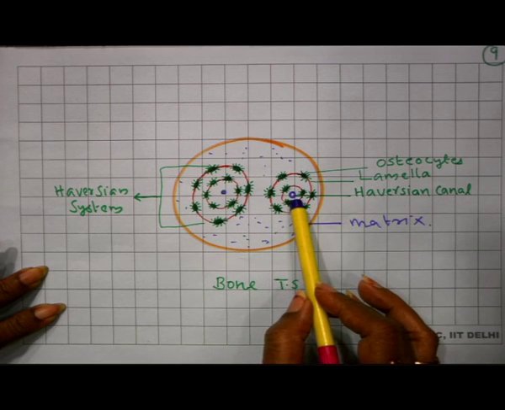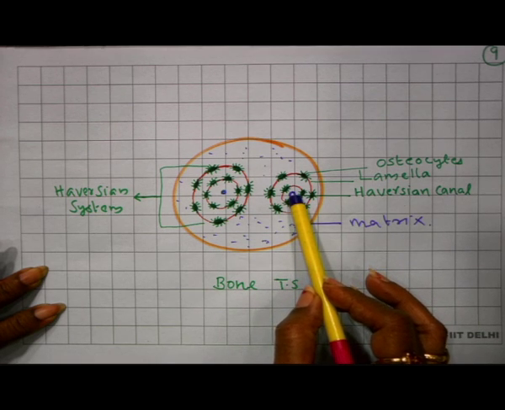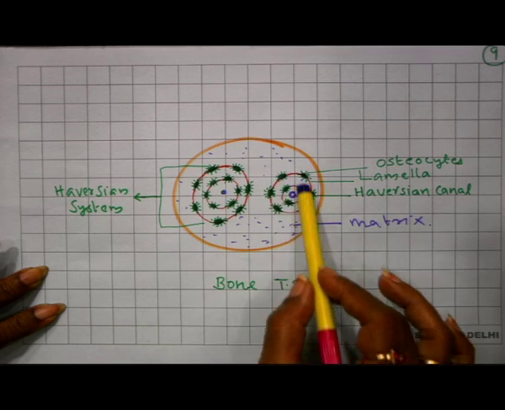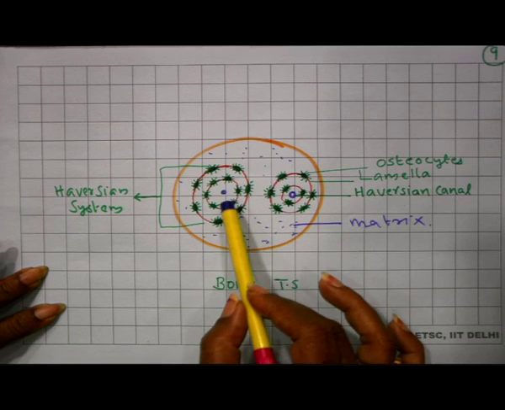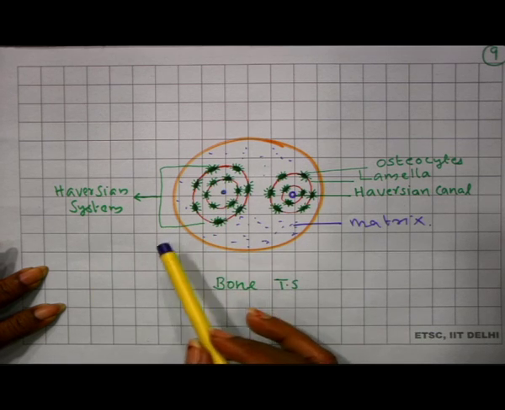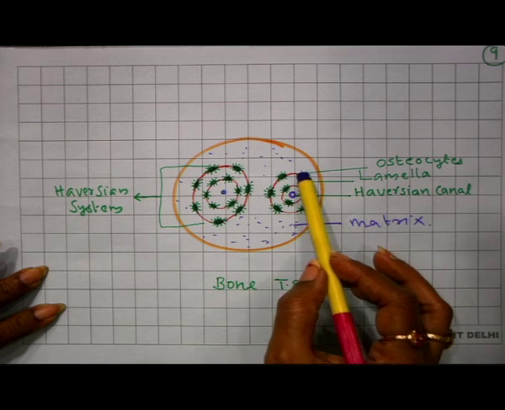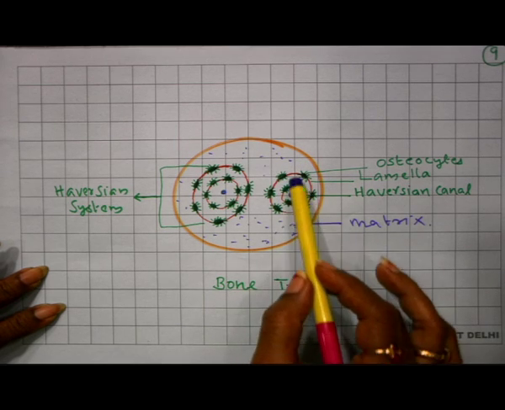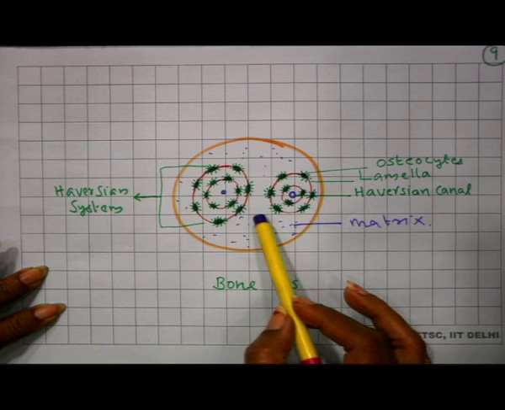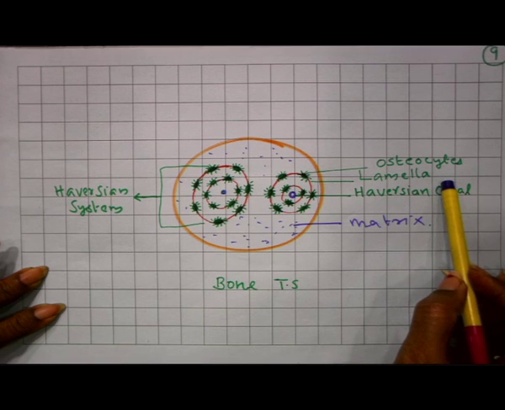It contains blood vessels, nerves and even lymph vessels also. Here around this Haversian canal, the cells are arranged in concentric rings. Which cell? Yes, osteocytes. Osteocytes are arranged in concentric rings, and these rings or layers are known as lamella, lamellae in plural.